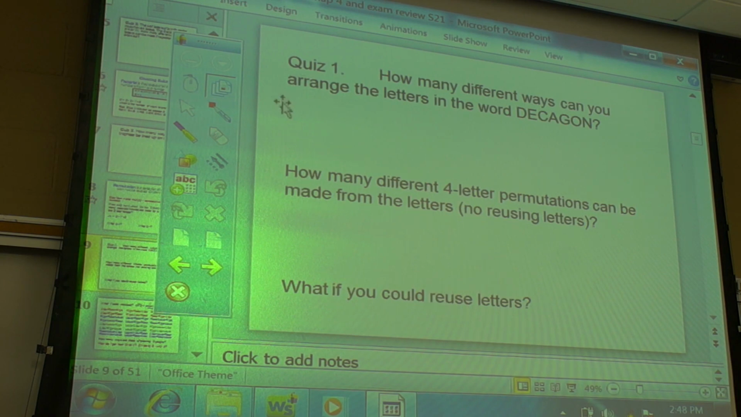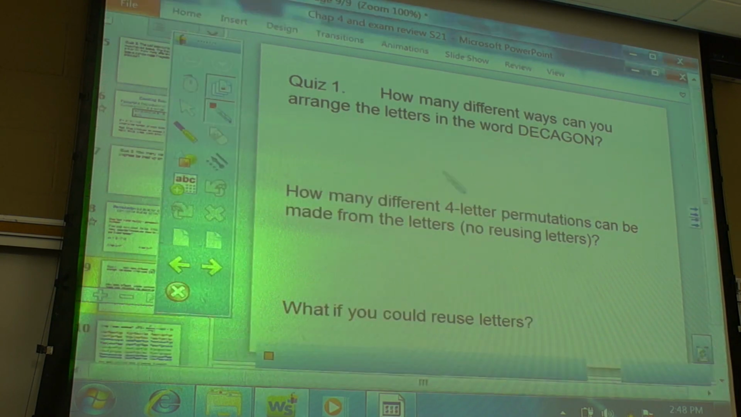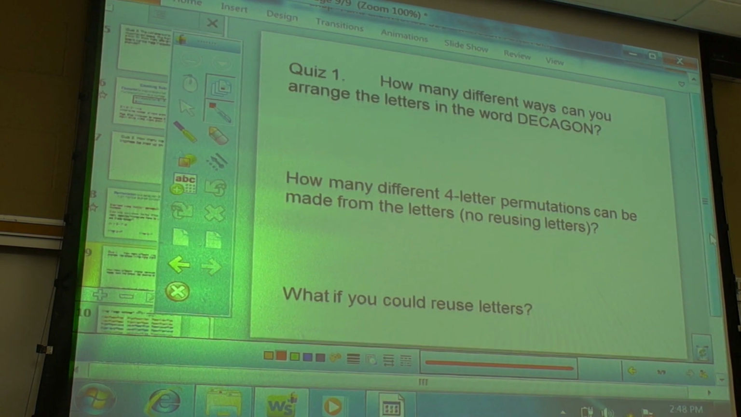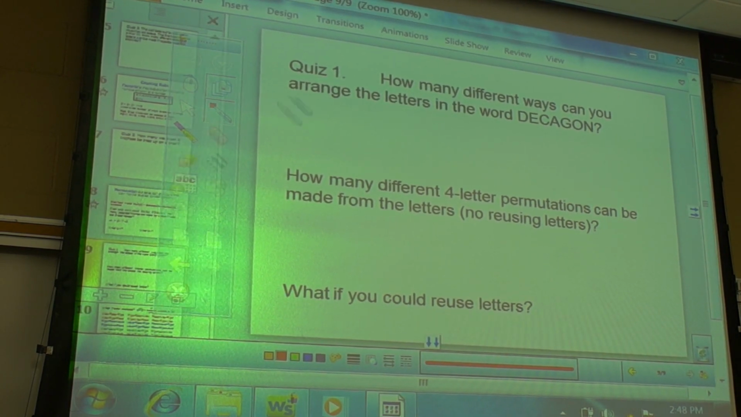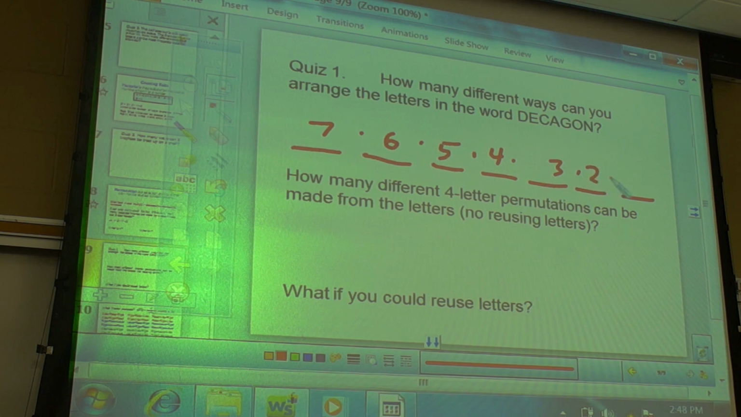So quiz number 1. How many ways can we arrange the letters in the word decagon? All right, so I'm using all of them, right? So here I have 7 letters. If I'm going to use all 7 of them, I need to have 7 spots. Starting with 7 options for the first spot, 6 for the next, 5 for the next, then 4, then 3, then 2, then 1, right? I'll figure you guys can multiply, that's fine.